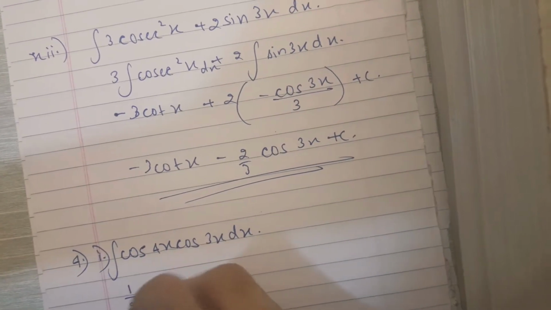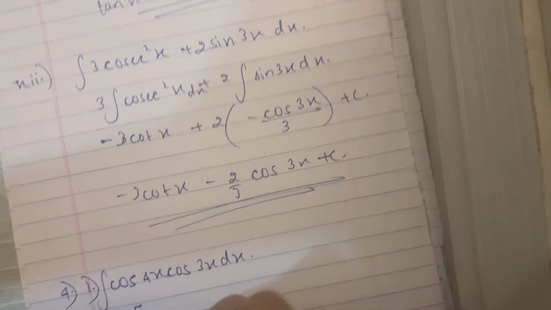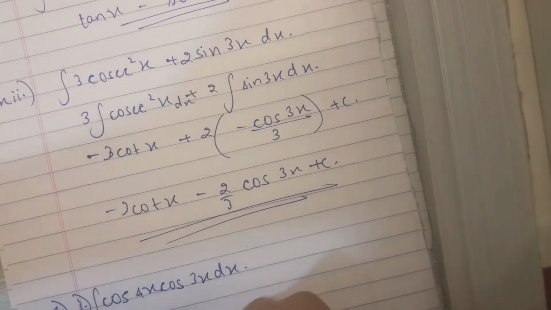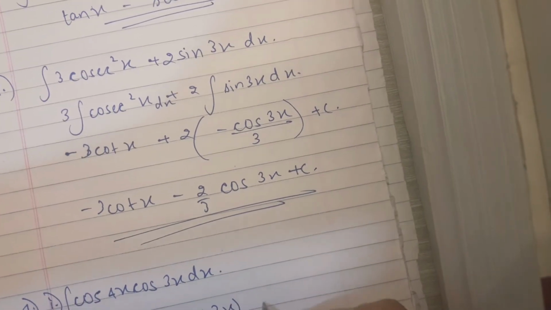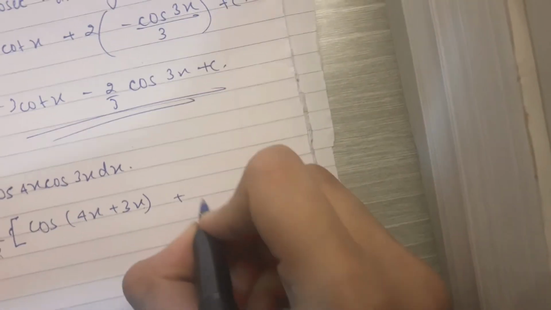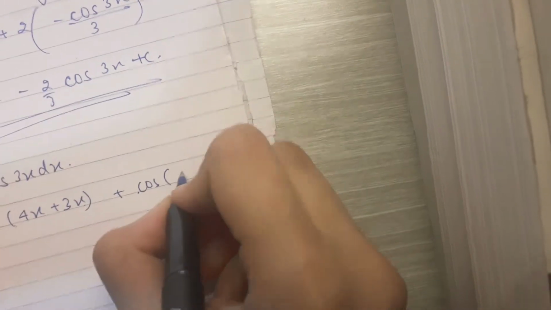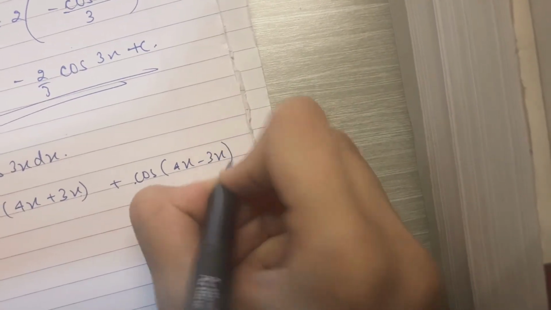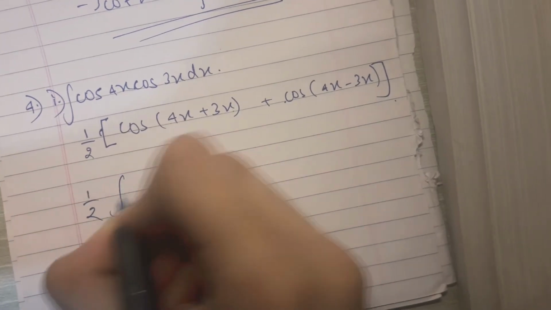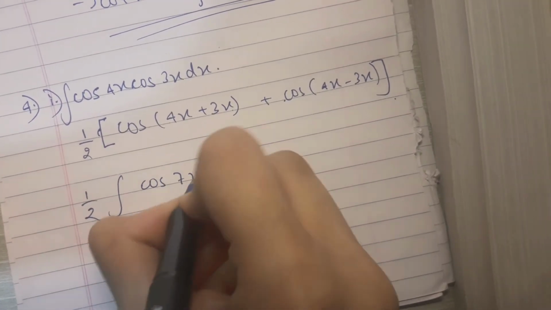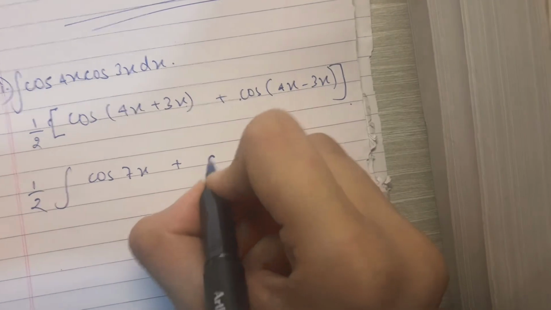Half, and into brackets, cos 4x plus 3x plus cos 4x minus 3x. So this half can stay outside as a constant. This will become cos 7x, and this will become cos x.